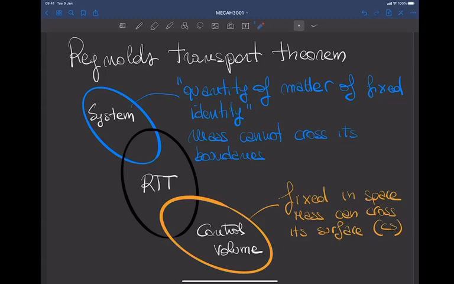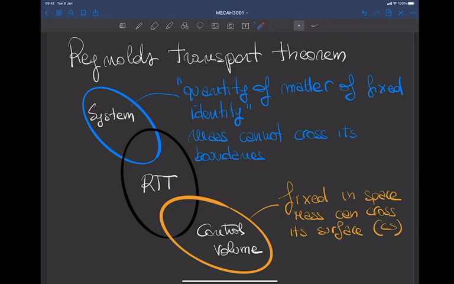Hi everyone, in this video I would like to discuss the Reynolds transport theorem, which is named after Osborne Reynolds, that creates a very important connection between a system and the control volume view. You already have experience with control volumes. We have talked about that in the derivation of the macroscopic balances of momentum and mass.